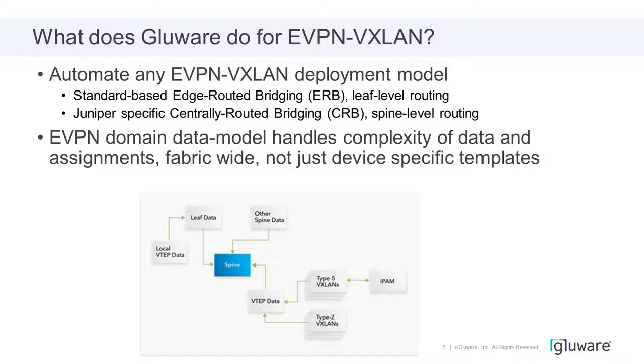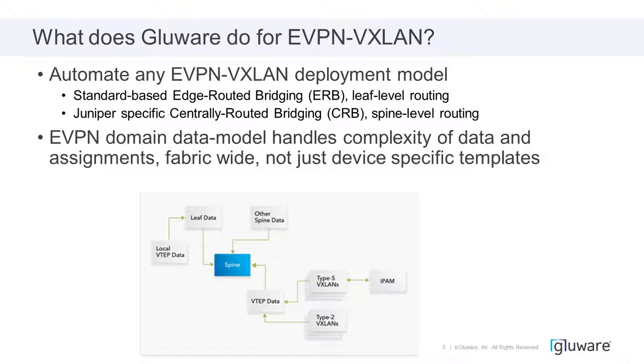So Gluware automates really any deployment model, because our implementation is extremely flexible. We support what the industry calls leaf level routing or edge routed, where the translation from the tunnel of layer 2 to layer 3 is happening on the leaf level. We also support Juniper's centrally routed bridging method, which has had some popularity in several of the accounts that we're working with and talking to.